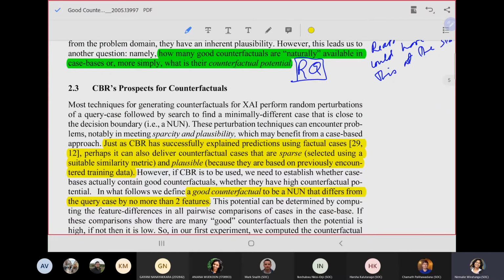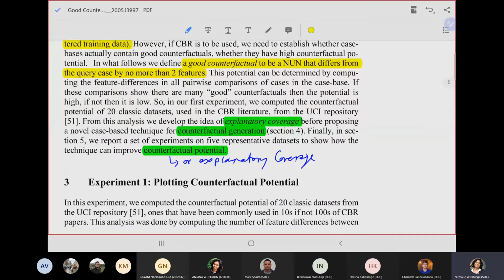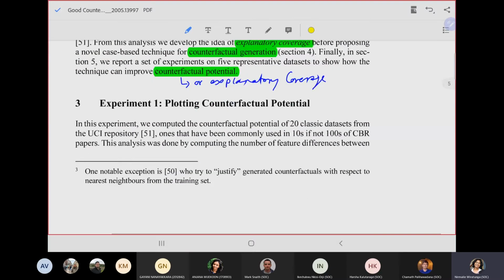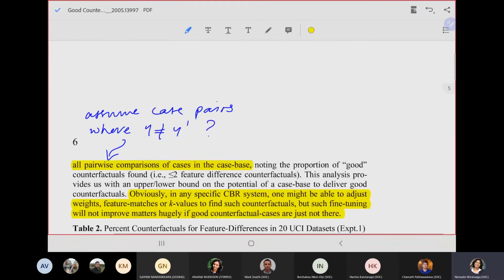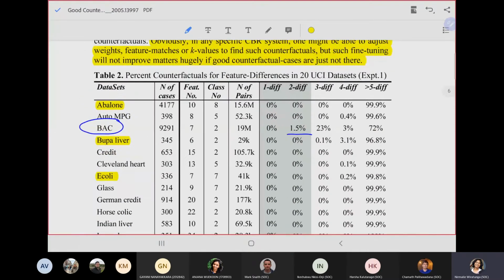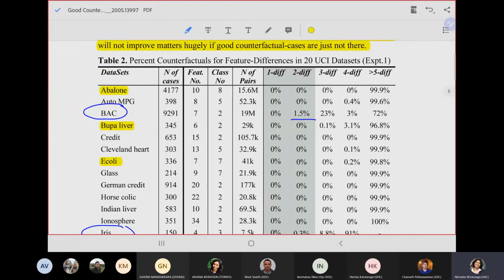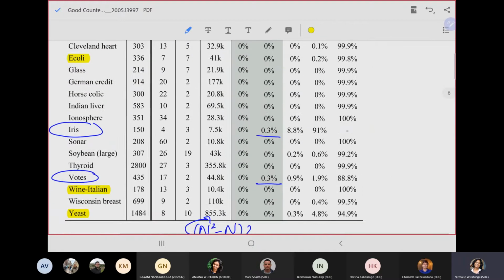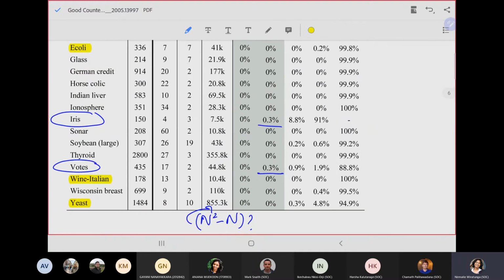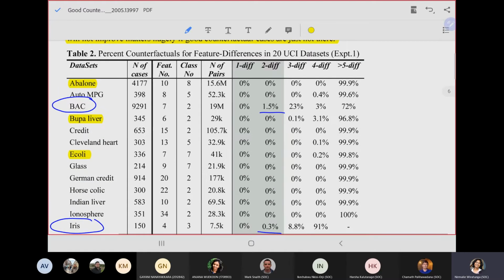So the important thing is this idea of how do we compute explanatory coverage in a case base. So they do some interesting work here. First, they've taken a whole collection, 20 UCI data sets, and then they've characterized features in each data set: number of classes, number of pairs, although I'm not sure how they came up with this value, because when I calculated some, they don't make sense to me. We can discuss that later.